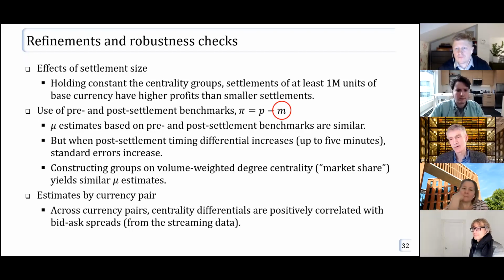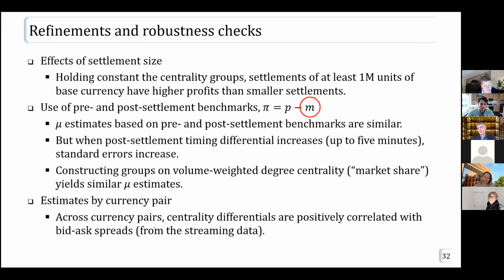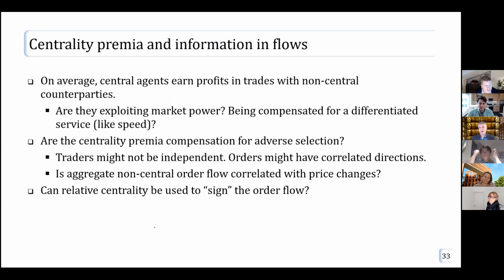What I just showed you is the basic result for the evidence of the centrality premium. We look at size, alternative benchmarks, estimates by currency pair, and these are refinements, and also the centrality premium result is very robust. Now, the last evidence I want to show you is on why this premium exists. Is it bargaining power? Perhaps, but it might also be compensation for adverse selection.